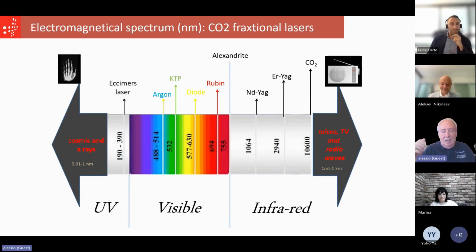Many lasers. You remember that at the beginning, more than 100 years ago, the laser was invented, and we have a lot of lasers on the market, from UV to infrared. And what we have used this time is the CO2 fractional laser. And the CO2 wavelength is, as you all know, 10,600 nanometers, very nearby micro and radio waves.